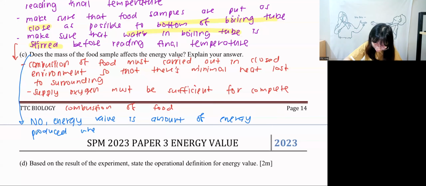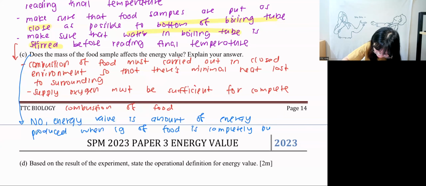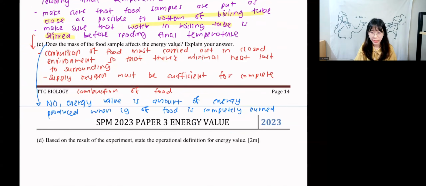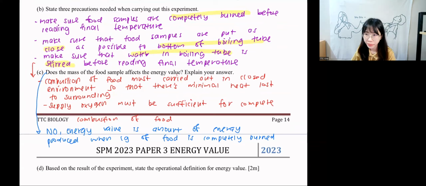When 1 gram of food is completely burned. So the size doesn't really matter. This is the answer. Okay, done with this, page 14, guys. Heat energy or just energy? Heat energy also can, energy also can. If you want to write heat energy, also correct.